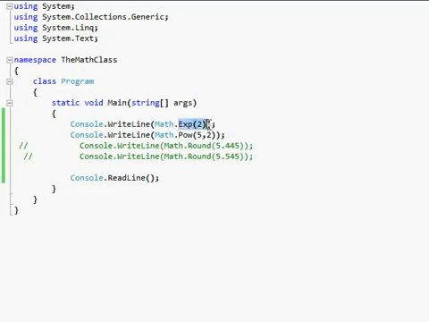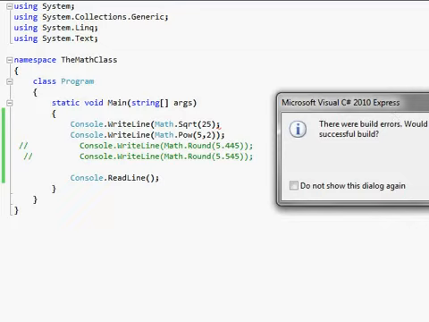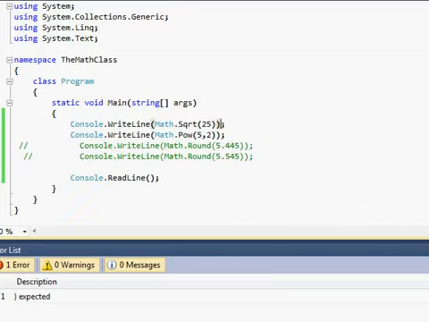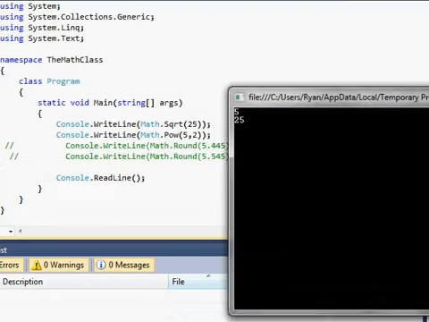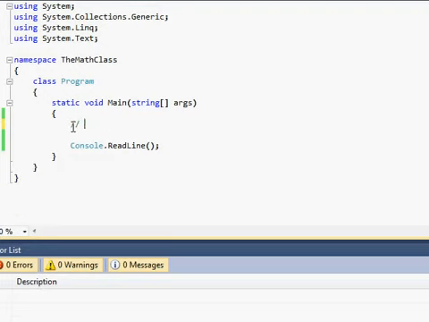And then there's the square root, which looks like Sqrt, but it just basically takes a number and square roots it. So let's do square root of 25. I have another error. Square root of 25 is 5. Okay.